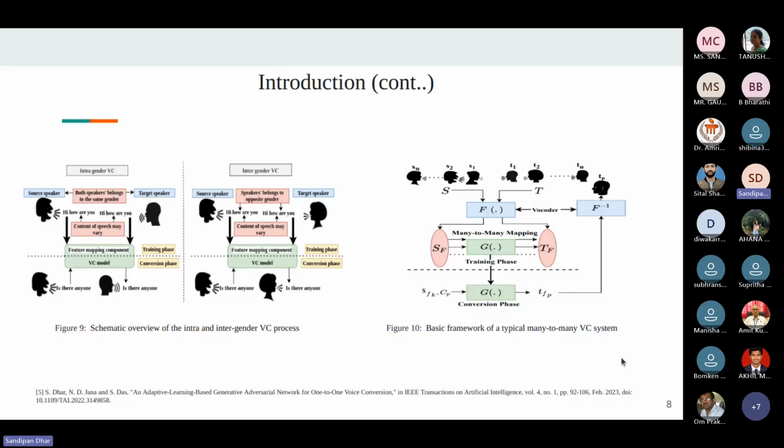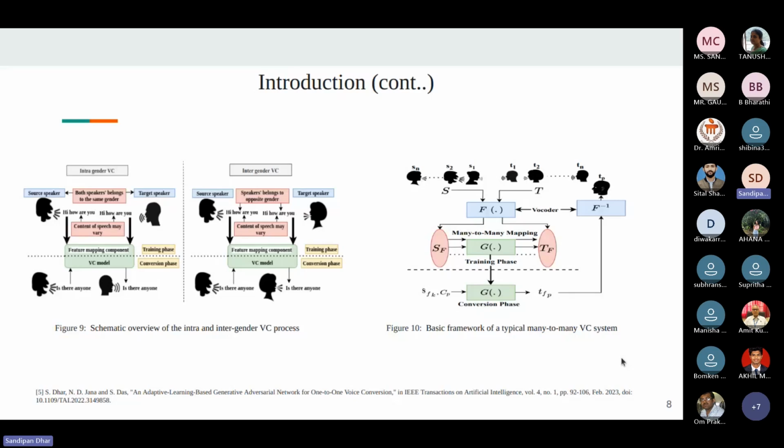Then comes a very significant type of voice conversion called many-to-many voice conversion. As of now, all the types of voice conversion I've explained are for one-to-one voice conversion, where we have one speaker in the source and one speaker in the target domain. In many-to-many voice conversion, we can have multiple source speakers and multiple target speakers. It becomes more challenging when each of the speakers belonging to the source domain and target domain have different linguistic contents, and may have different genders, age groups, or accents.